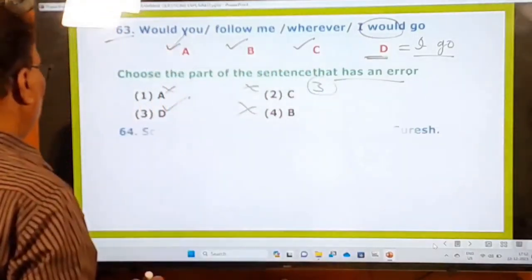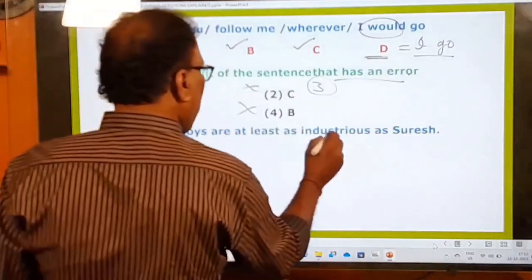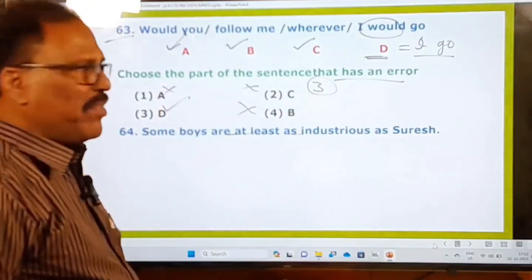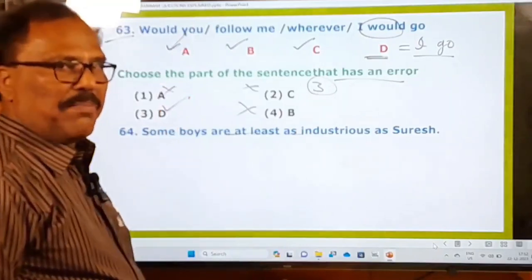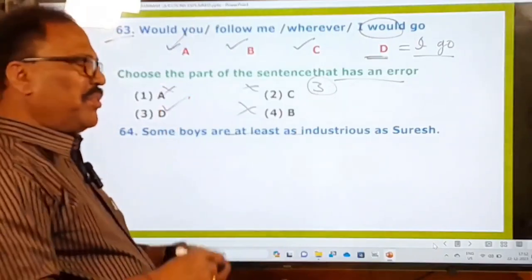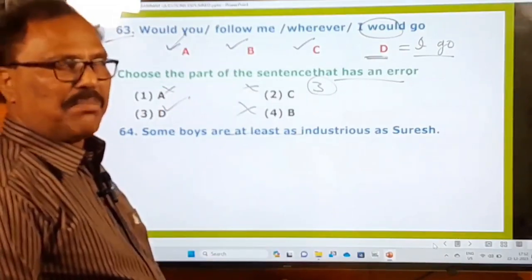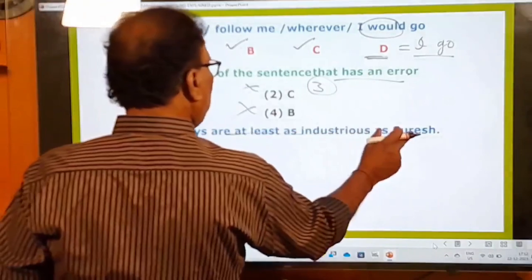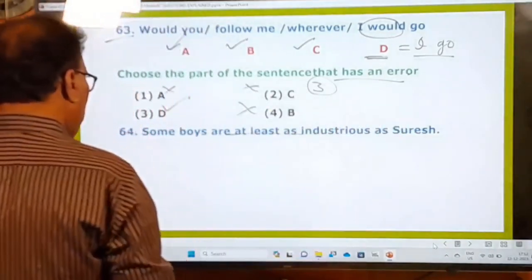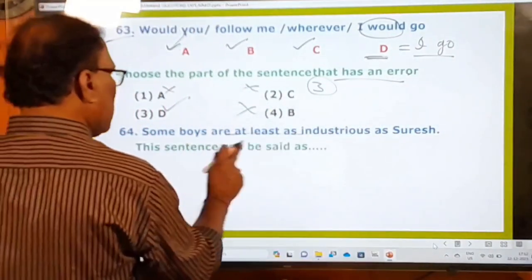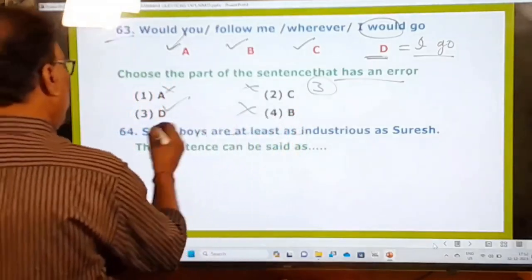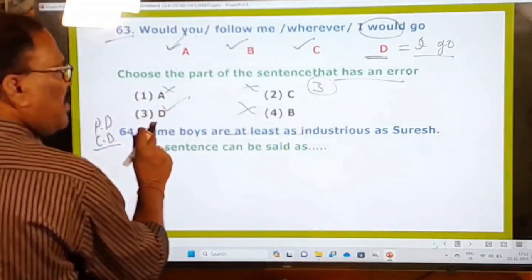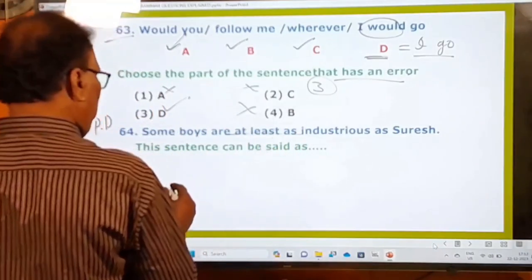And now go to the 64th one. Some boys are at least as industrious as Suresh. So this is in the positive degree, okay? This is about the degrees of comparison. I also made a beautiful video on degrees of comparison. Please watch that video. Some boys are at least as industrious as Suresh. And now let us change it. What is the examiner asking you to do? This is the positive degree, and it can be changed into the comparative degree. What must be the comparative degree? Let us change it into comparative degree.